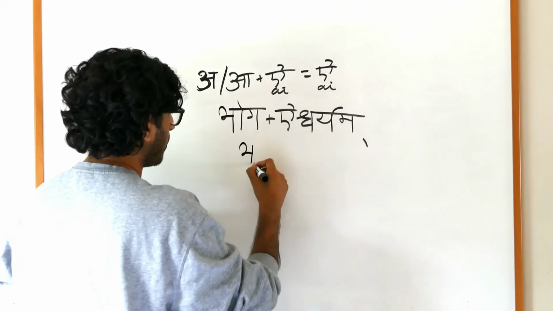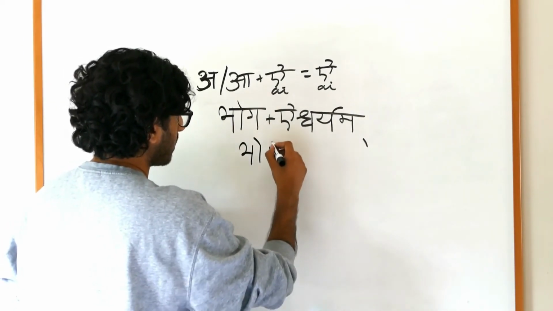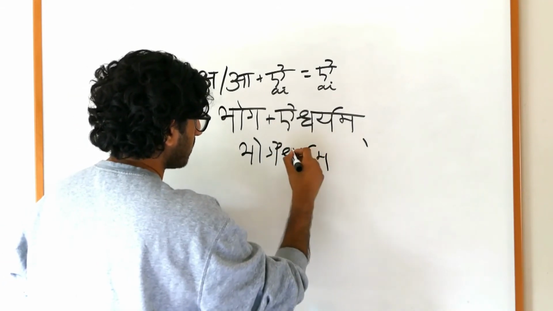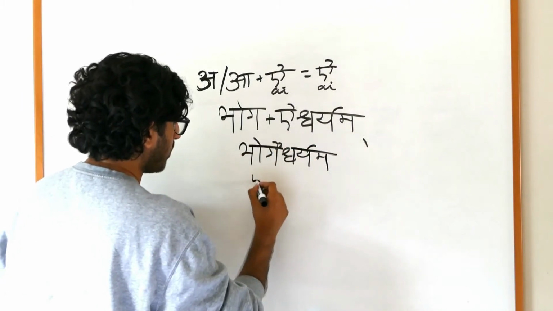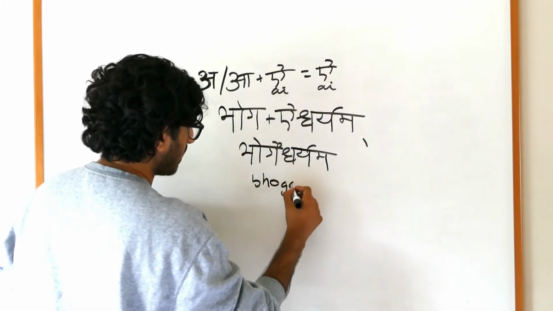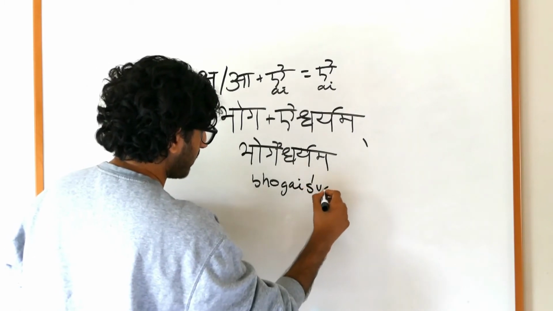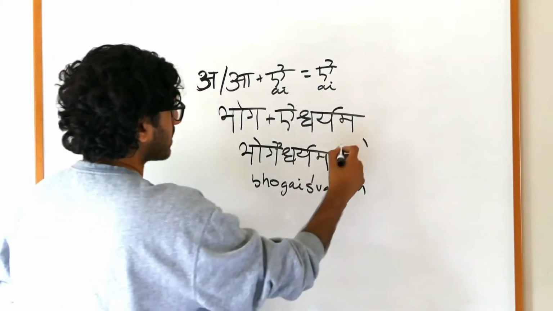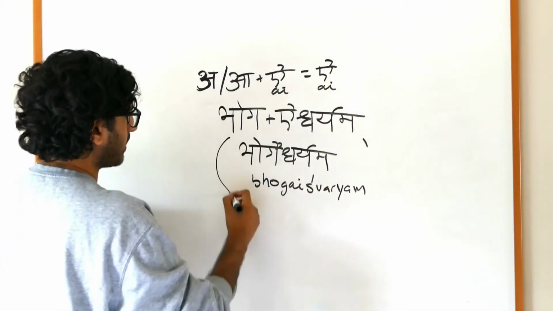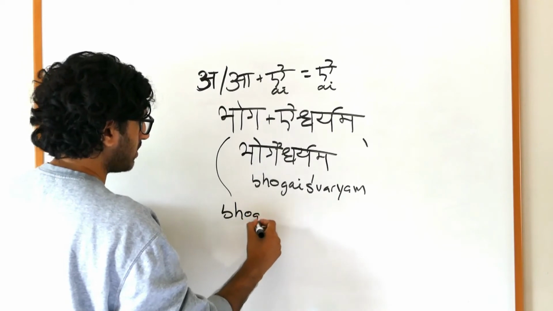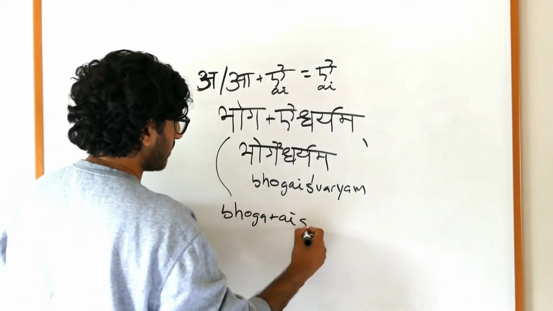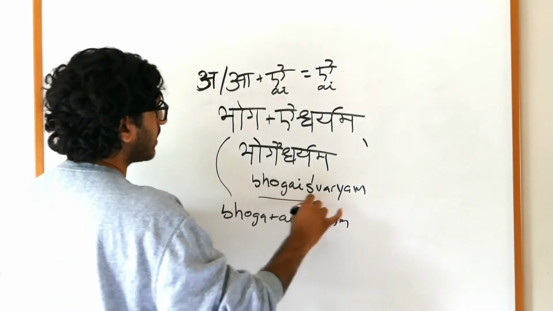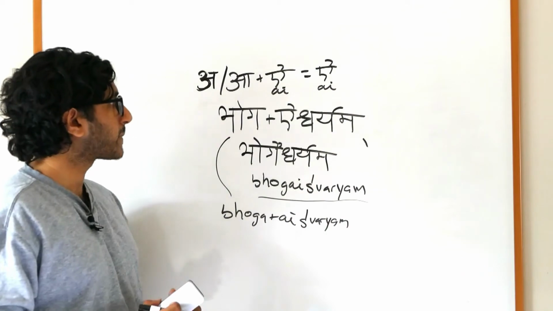So Bho, Gaish, Varyam. Right? Previously here we had Bhoga plus Aishvaryam. The Sandhi concludes that we have Bhogaishvaryam. Okay? It's the same thing here.